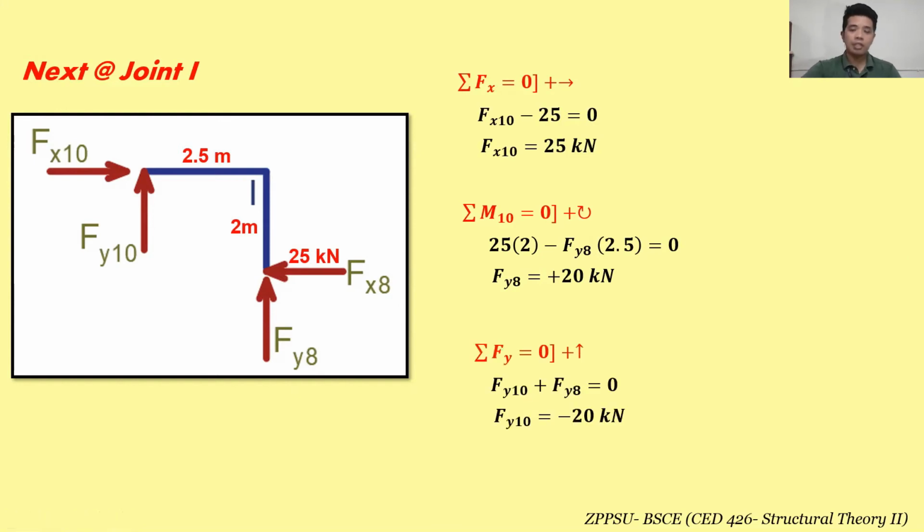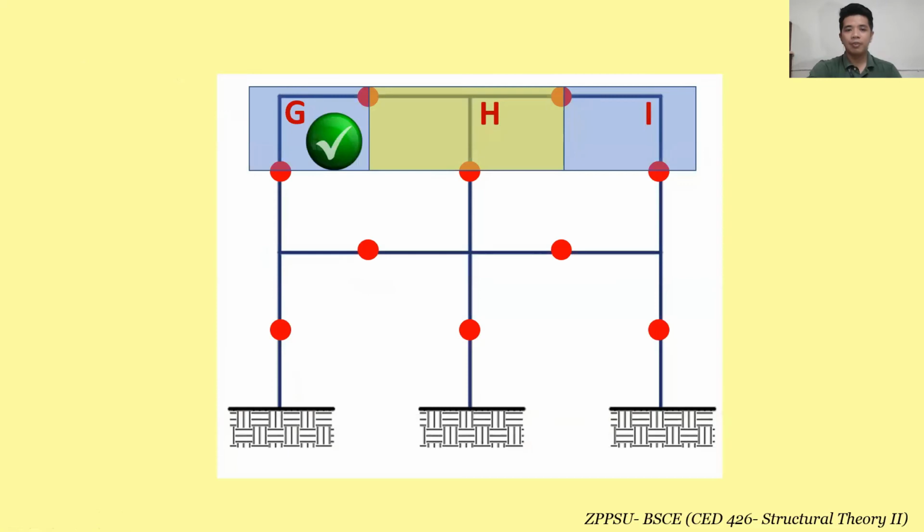And lastly, summation forces along vertical axis is equal to 0. All going up are positive. So, Fy10, ito, pataas siya, kaya positive, plus Fy8, pataas din, equals 0. So, all in all, Fy10 is equal to negative 20 kilonewtons. So, madali lang. So, meron ka na ng joint I. Anyway, you can also proceed after point G, pwede kayo mag-point H. Pwede namang mahanap agad yung mga nodes.